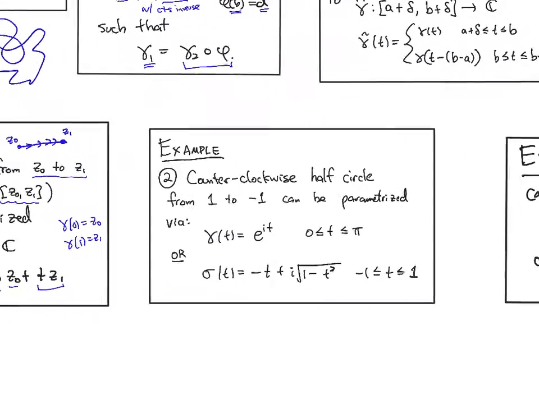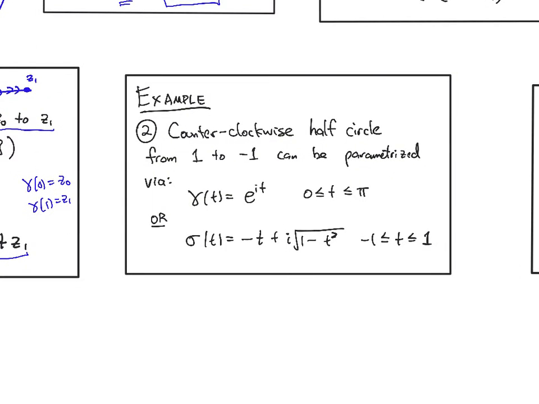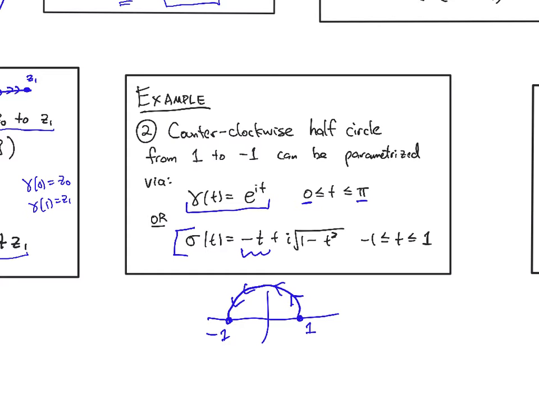Okay, then another basic example might be a half circle. So the counterclockwise half circle, half unit circle, I should say, from 1 to minus 1 will go this way, and it can be parameterized with e to the it, where I have t going from 0 to pi, or I could parameterize it this way with sigma. And this is a little more complicated, but maybe it doesn't use transcendental functions like e's. So minus t plus i times square root of 1 minus t squared. So they both do what we want.